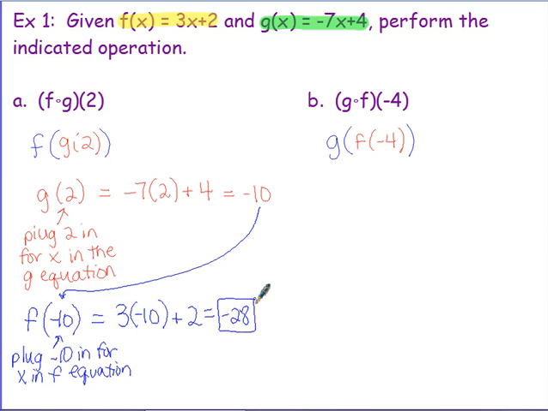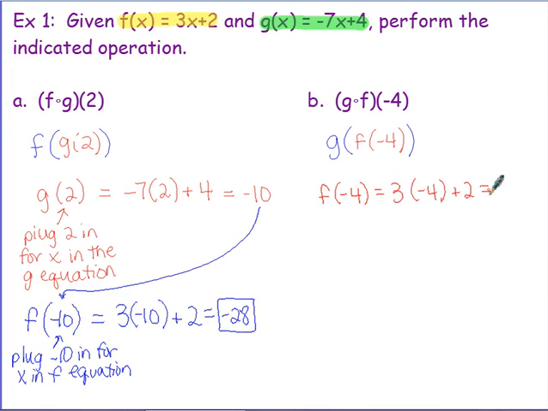Negative 10 is not an answer to this problem. There's not two answers. Negative 10 is used to help us get our final answer of negative 28. So let's do B. Let's go back to the red part. The red part is f of negative 4. So we're going to plug negative 4 into the f equation. So 3, then we got x, so negative 4, then we have plus 2.